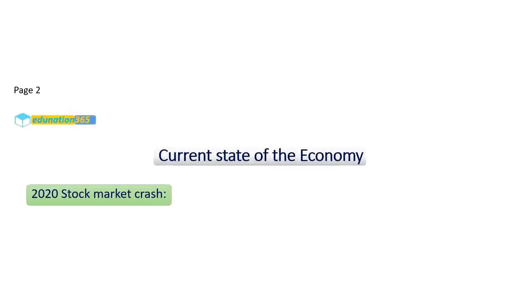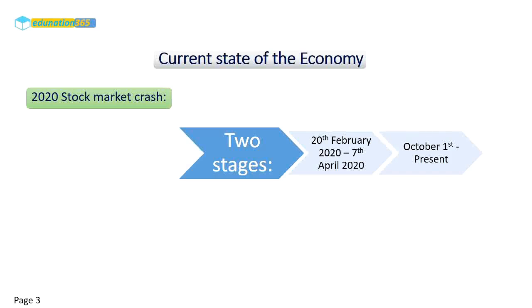You all might have heard of or experienced the 2020 stock market crash, also known as the coronavirus crash, a major stock market crash after the Wall Street crash of 1929. There are two parts to this crash. One is 20th February 2020 to 7th April 2020, and the other is October 1st to present, which is ongoing now. If you're lucky enough to survive the first, may the Almighty help you survive the second.